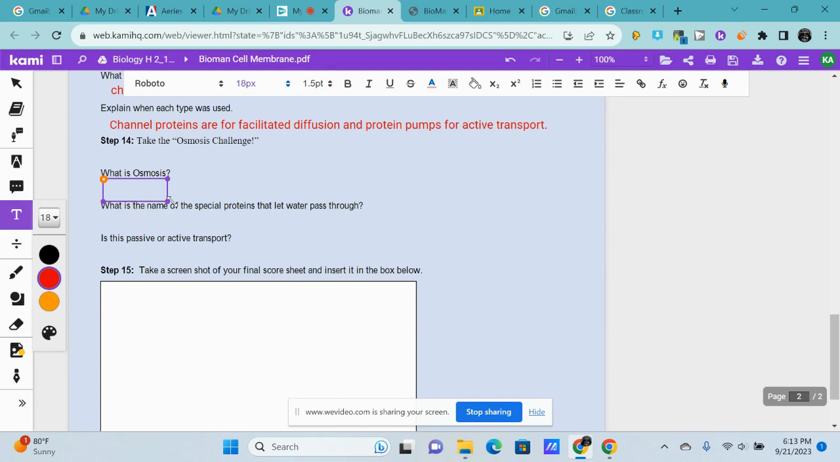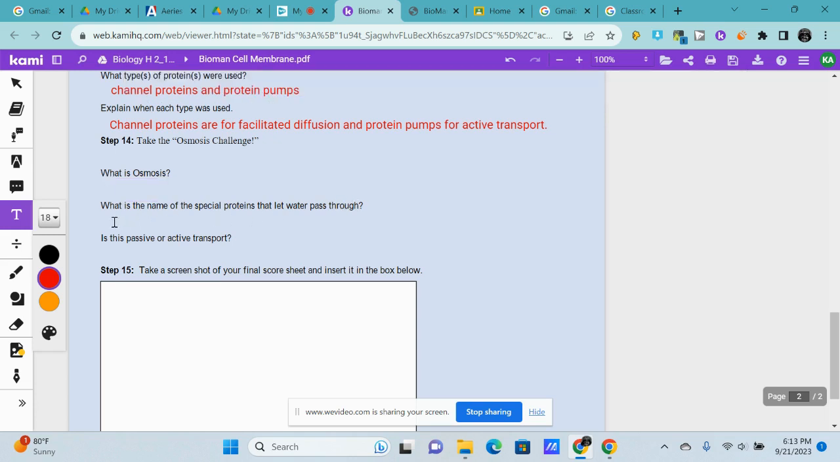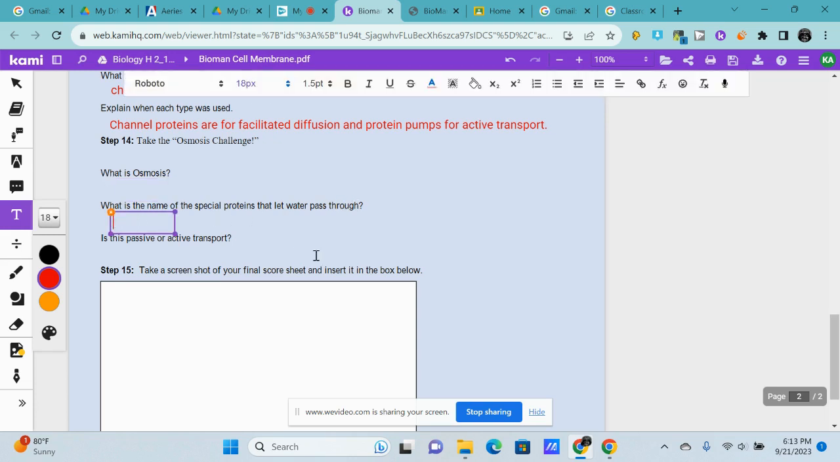What is the name of the special proteins that let water pass through? I'll do this one. Remember, water in Spanish is agua. Porin is like a little hole. So aqua, wait, I forget how to spell it. Aquaporins. Boom.